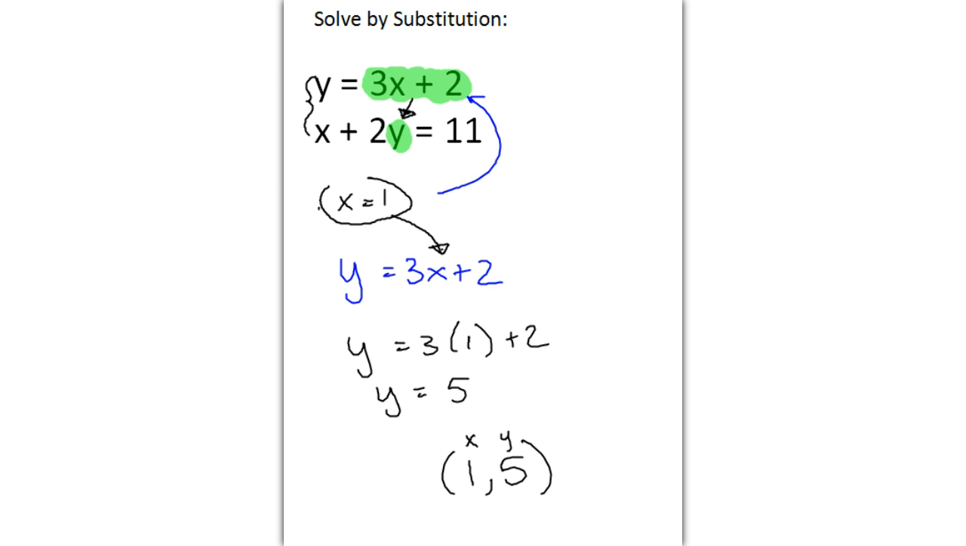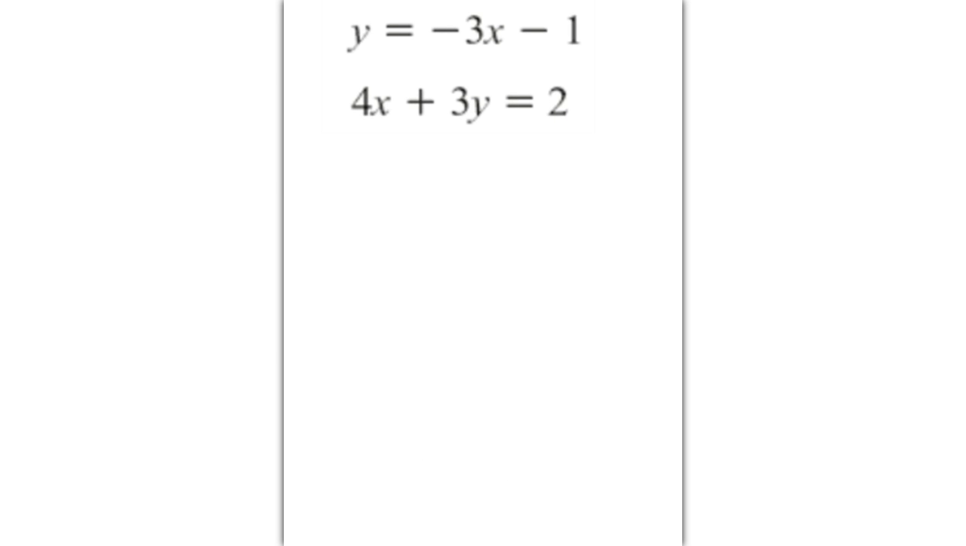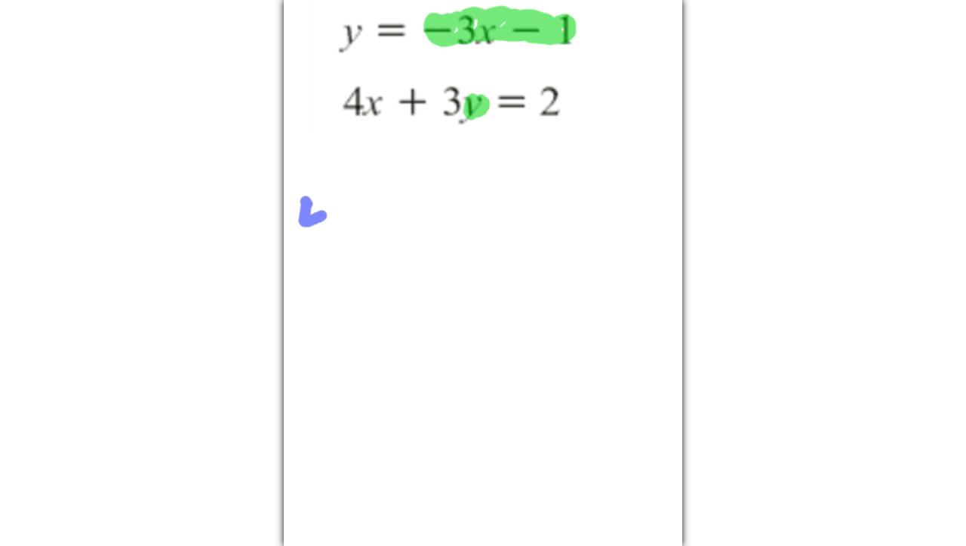Looking at a next example here, if we have this equation, we can see that this one's already solved for y, so we can take this guy right here, replace it for the y right there. So writing that out, we have 4x plus 3 times our y expression, which is negative 3x minus 1, equals 2. So I rewrote that second equation.